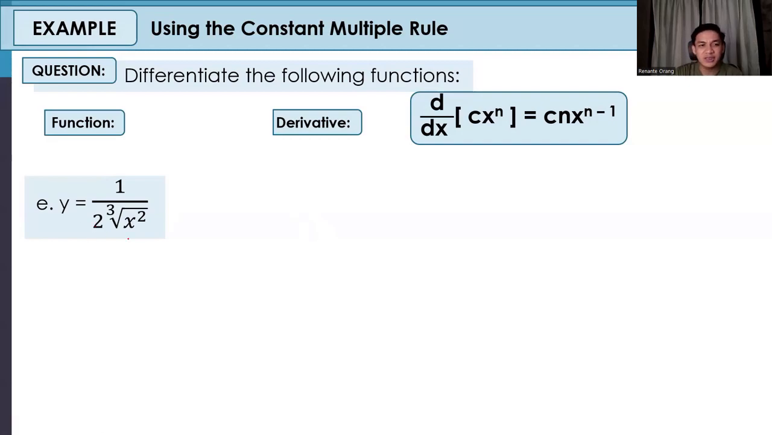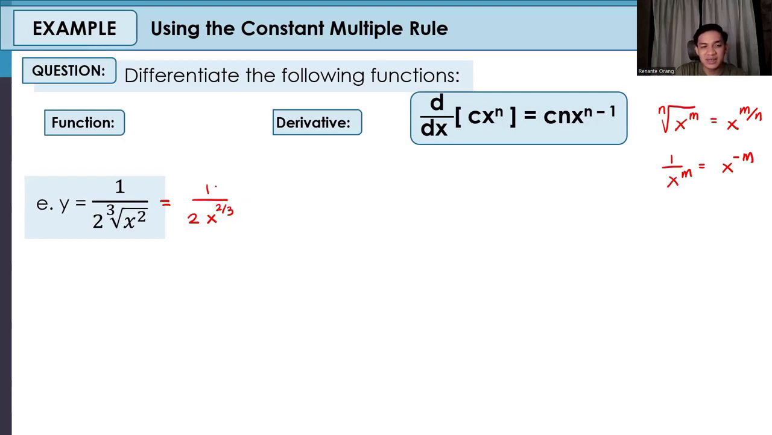So, we cannot differentiate this one, class. We need to rewrite first. So, ilagay natin dito, the nth root of x raised to m is equivalent to x raised to m divided by n. Then also, 1 over x raised to m is equivalent to x raised to the power of negative m. So, eto, rewrite natin, class, magiging 1 divided by 2 multiplied by x raised to 2 over 3.